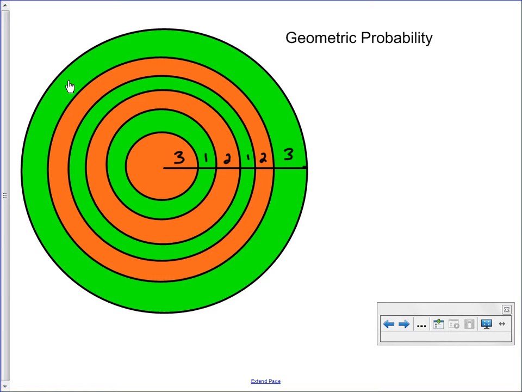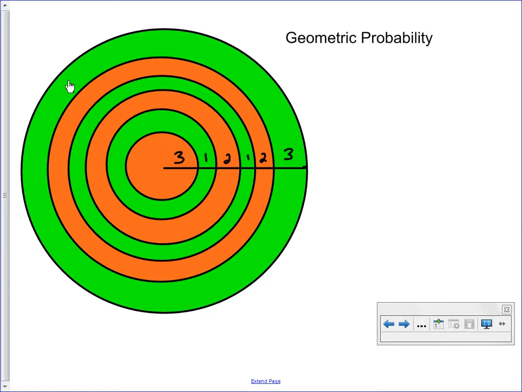So if I wanted to see the probability of hitting the bullseye here, that bullseye looks like a circle. How do you find the area of a circle? Very good. Pi r squared.